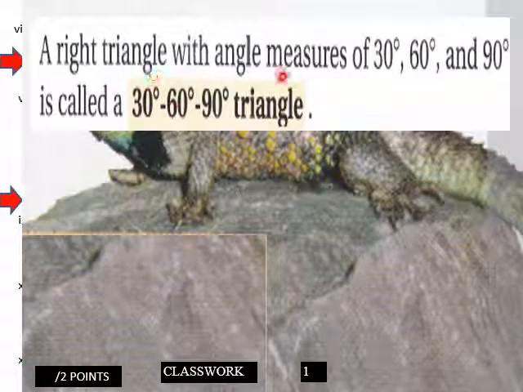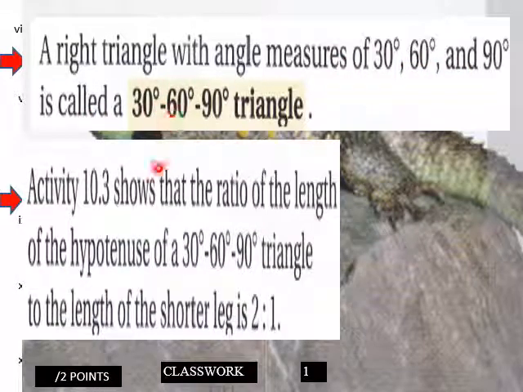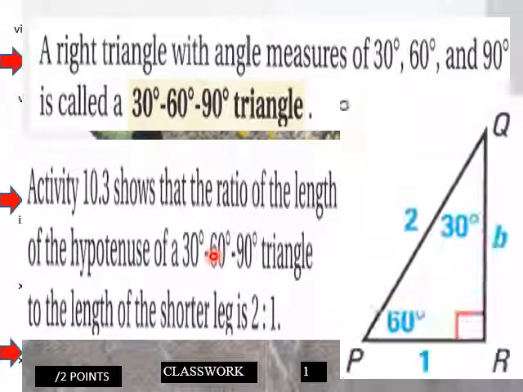Okay, a right triangle with angle measures. Students, this is on your classwork sheet, page 1. A right triangle with angle measures 30, 60, 90 is called a 30-60-90 triangle. Activity 10.3 shows the ratio of the length of the hypotenuse of a 30-60-90 to the length of the shorter leg is 2 to 1. So in this case here, from your hypot to your short leg is 2 to 1, and then we have B here.